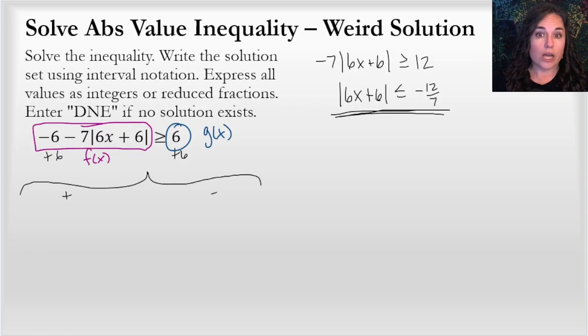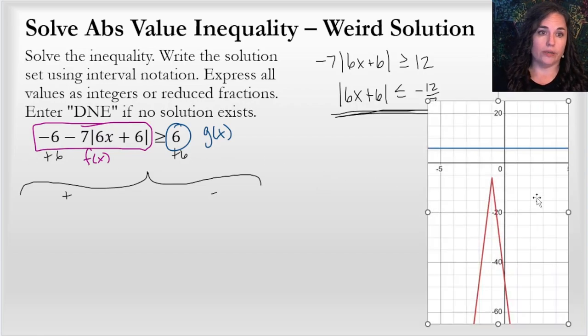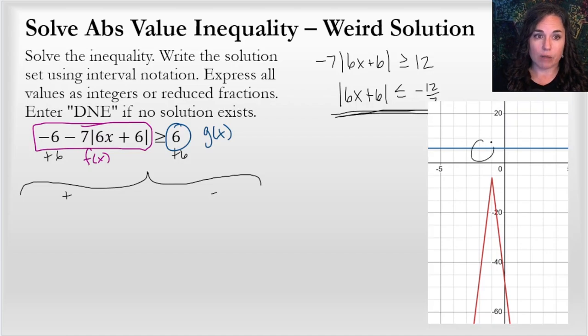Which may feel like I'm giving the answer away. There it is. Do you see how that's a weird solution? When I look at this graph, there's no intersection points. This line, +6, never intersects this absolute value. And it asks, when is the absolute value greater than 6? It's not, ever. So this is a situation where there's a DNE. This is a does not exist answer.